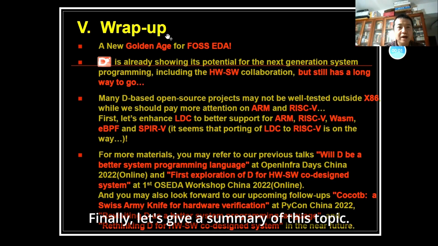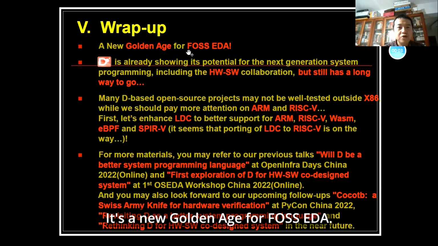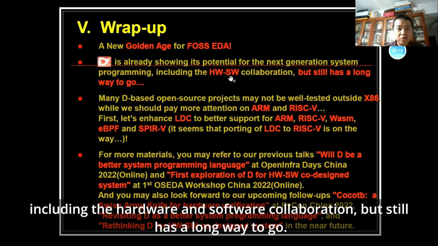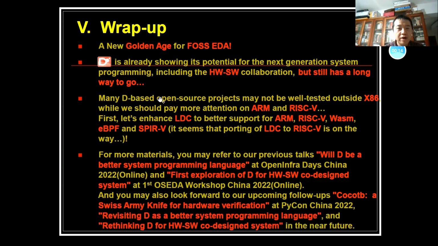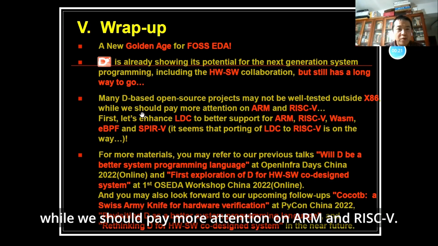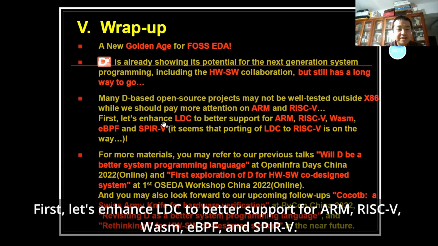Finally, let's give a summary of this topic. It's a new golden age for ForceED. This is already showing its potential for the next generation system programming, including hardware and software collaboration, but still has a long way to go. Many D-based open source projects may not be well tested outside x86, while we should pay more attention to ARM and RISC-V. First, let's enhance LDC to better support ARM, RISC-V, WASM, eBPF, and SPIR-V.